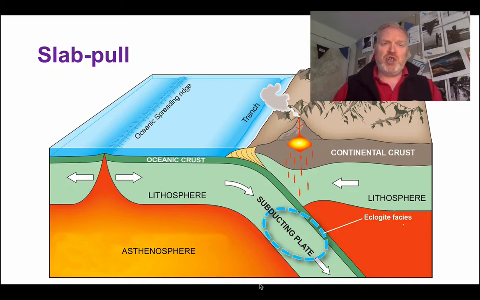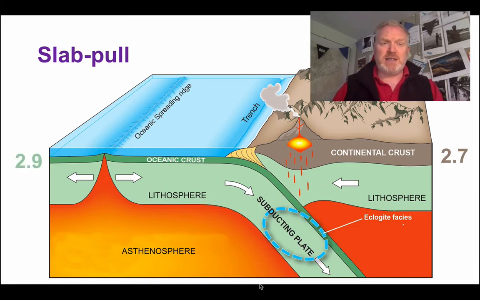Increasingly, geologists are turning to another model. This is an idea we call slab pull. Now, to understand slab pull, we must get to grips with the densities of the materials involved here. Now, we know from our practical that continental crust has a density of about 2.7.